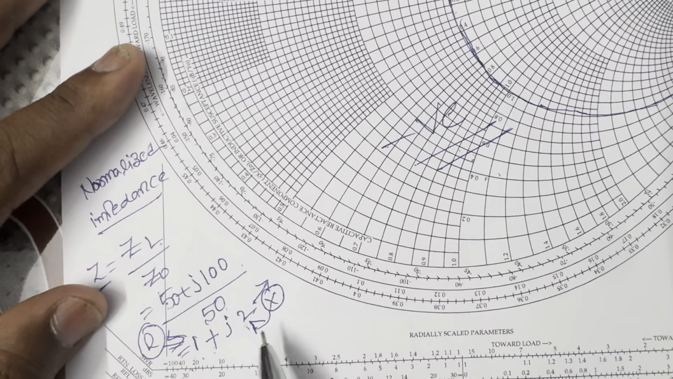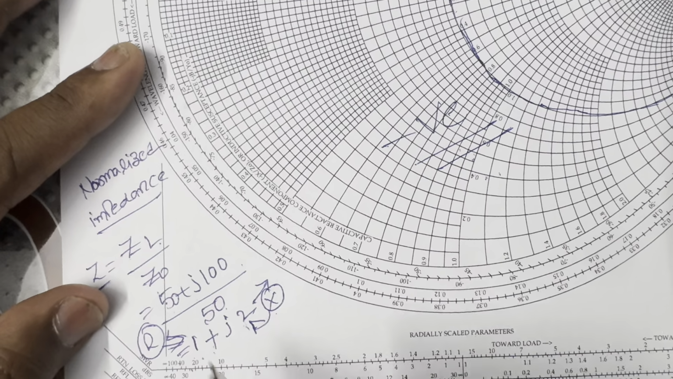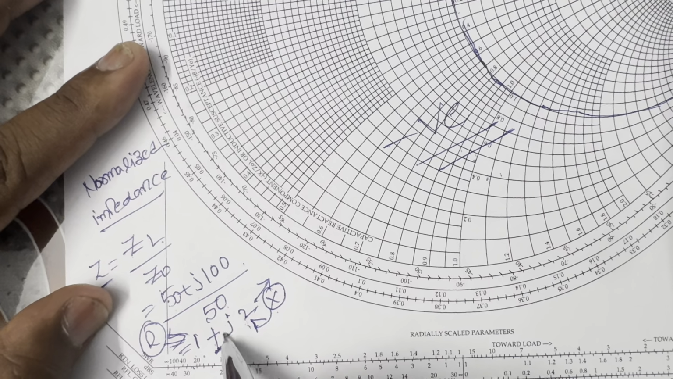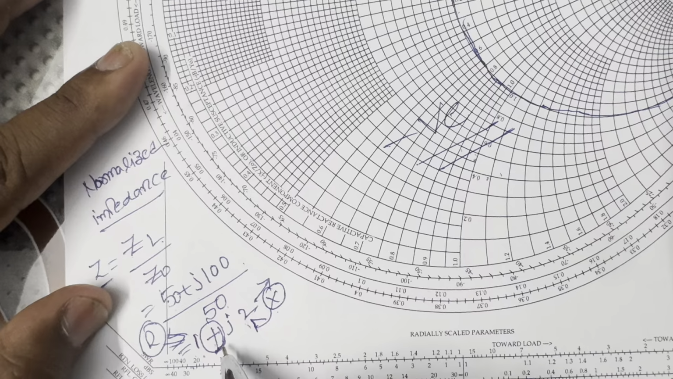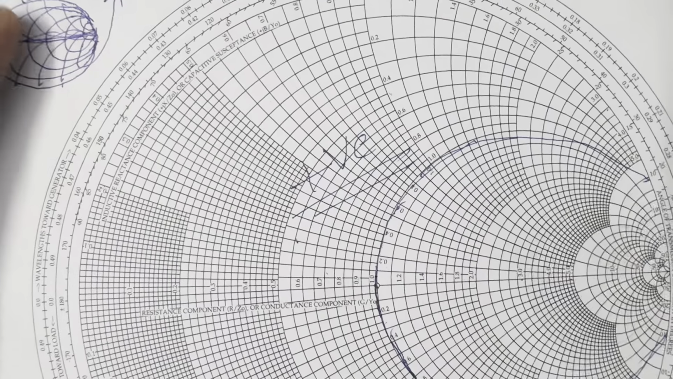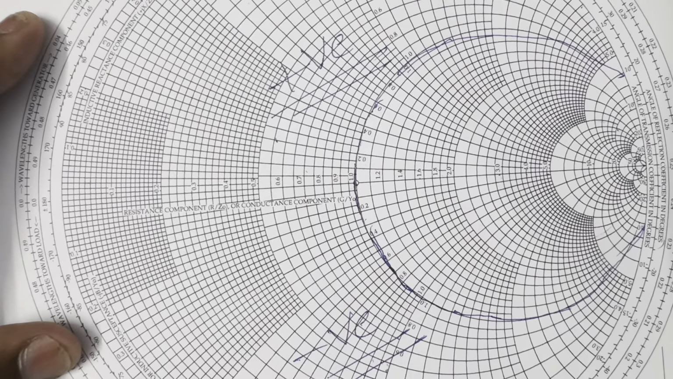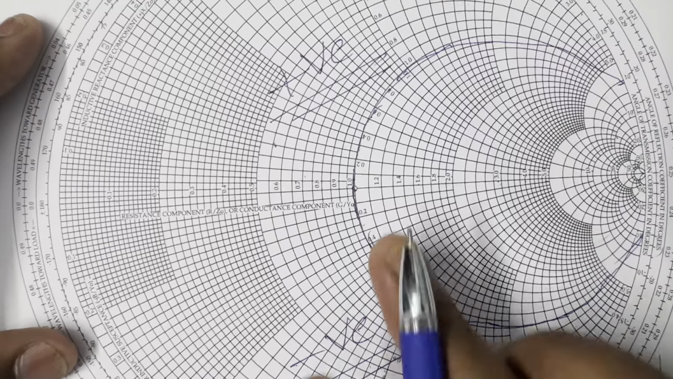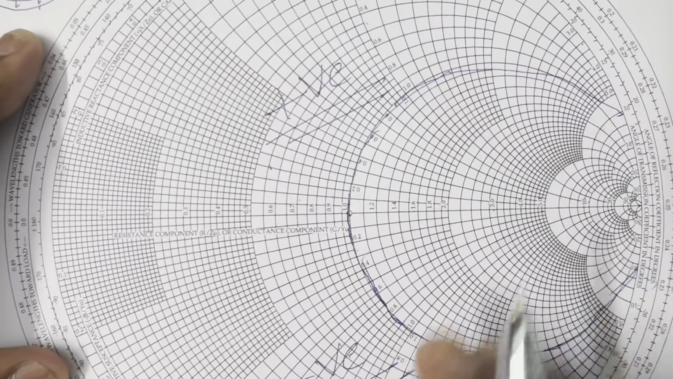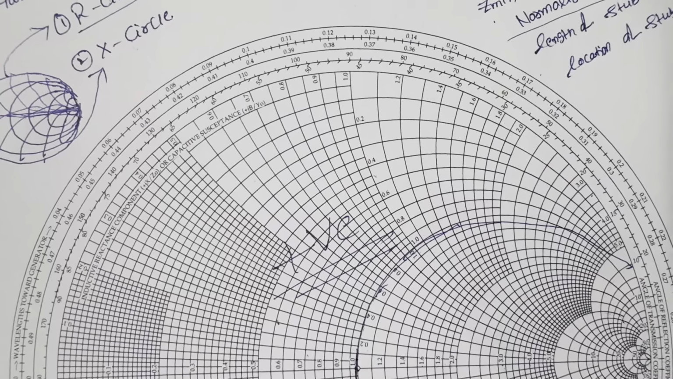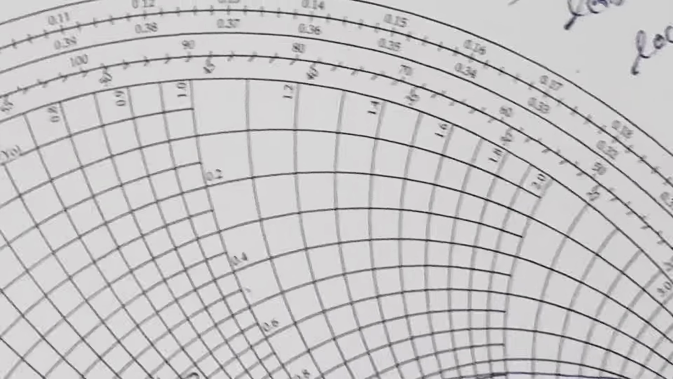And similarly, the X value is 2. Here we have to identify the polarity of X. Here the polarity of X is positive. I initially told you that positive values are above the level and negative values are below the level. So here plus 2 has to be taken above the level. We'll search for 2 above the level.